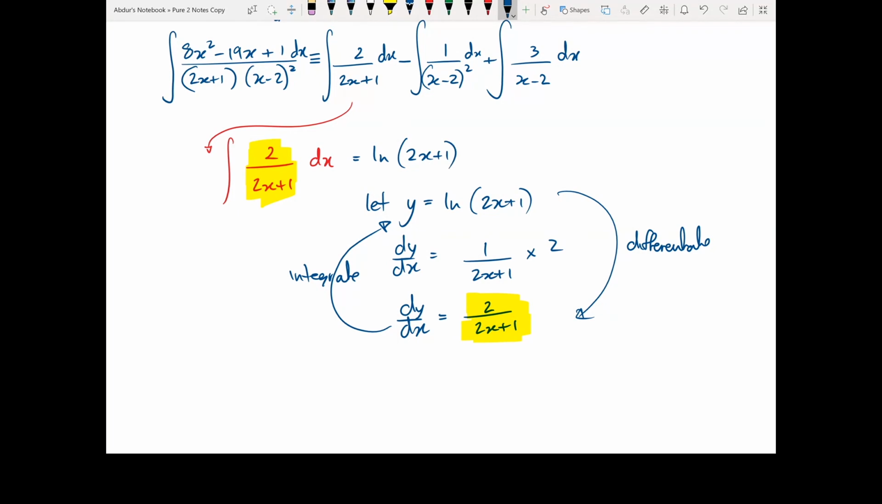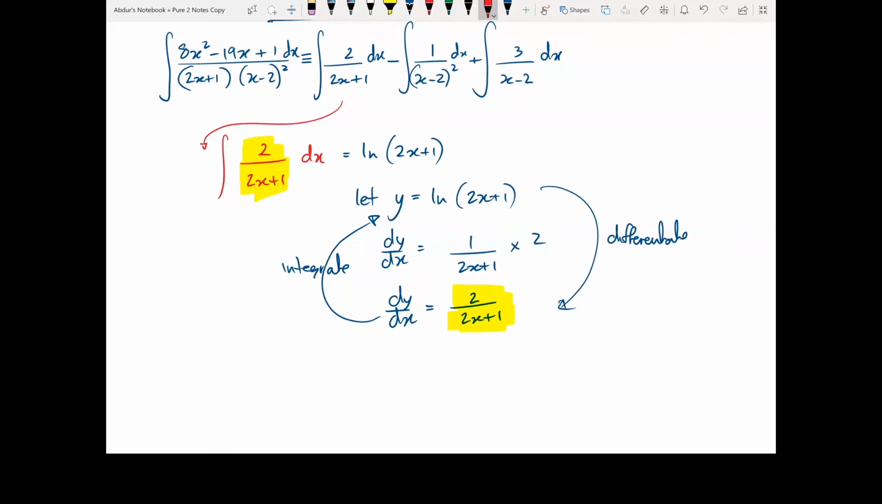Okay, so then we can integrate 1 over (x minus 2) all squared dx. So this is the second term. Let's just make a note here. That was number 1, this is number 2, and this is number 3. So we did number 1 here, and this is number 2. I'll go and write down this second integral.